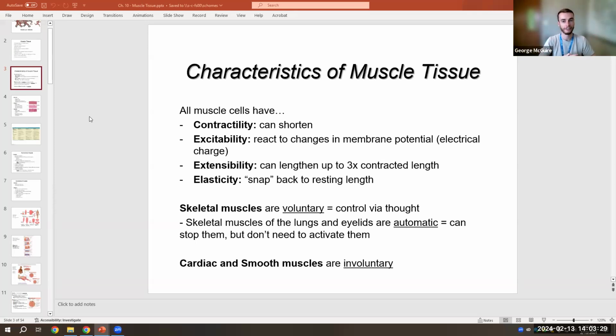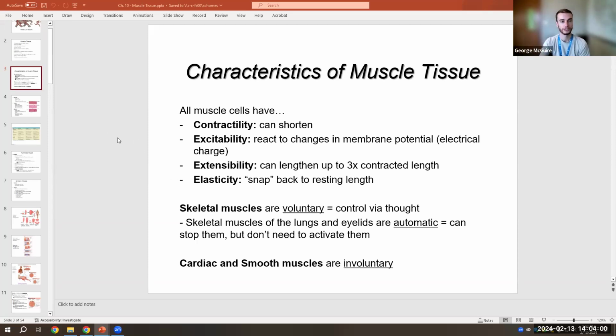And then lastly, they all have elasticity. So they are naturally drawn to snap back to that resting length. However, this does rely on the presence of ATP, so the presence of that cellular energy, and we'll look at why later as well. So all of our muscle cells, again, have that contractility, excitability, extensibility, and elasticity. So they can shorten, they can stretch, they are naturally drawn back to their resting length, and they react to electrical impulses, to membrane potentials.